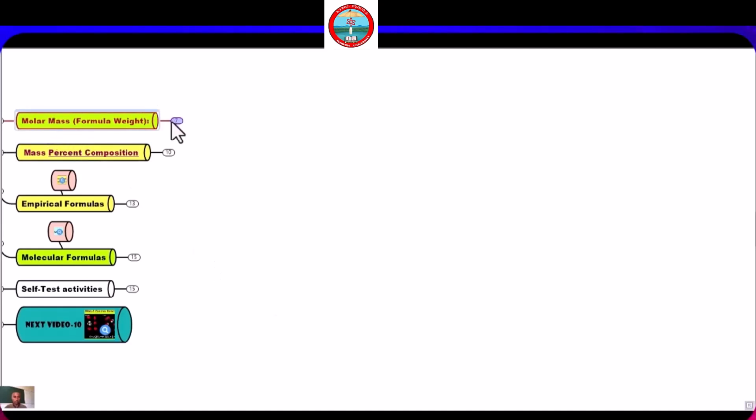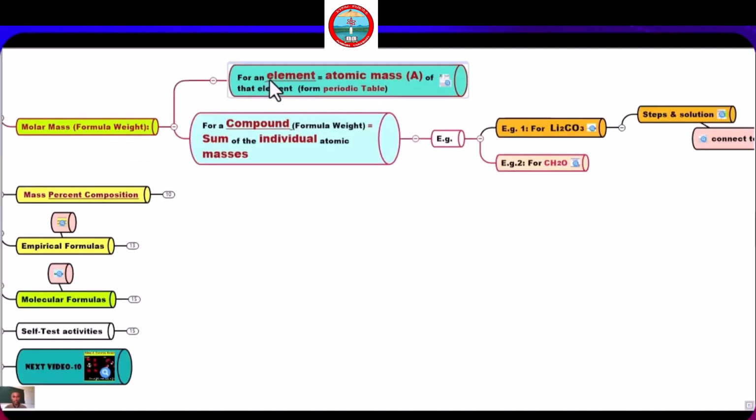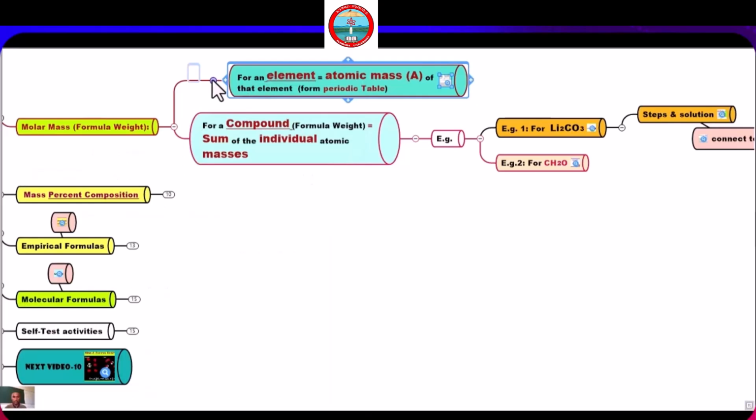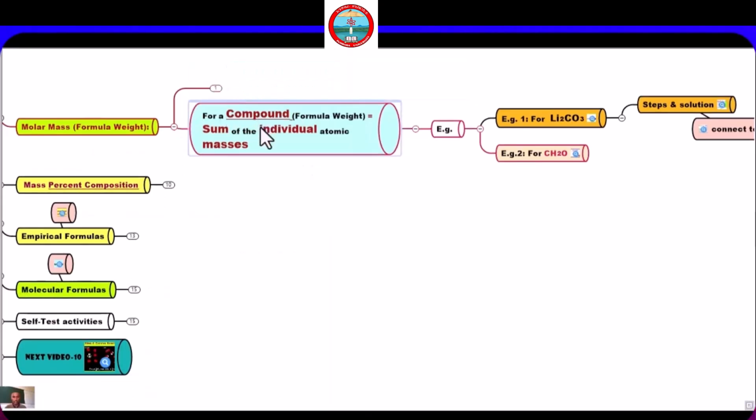1. For an element, the molar mass is equal to the atomic mass, that is, the atomic mass number of that element from the periodic table. Simply go to the periodic table and obtain the mass number. For example, the molar mass of silver is 107.9 and for carbon is 12.01, and similarly do for the other elements. This is the molar mass for an element. The molar mass for a compound is the sum of the individual atomic masses.